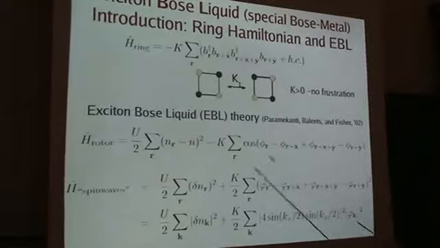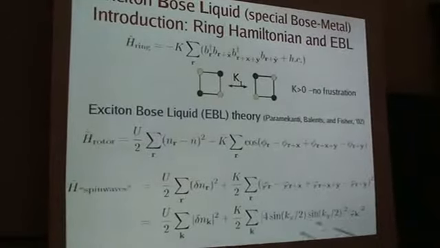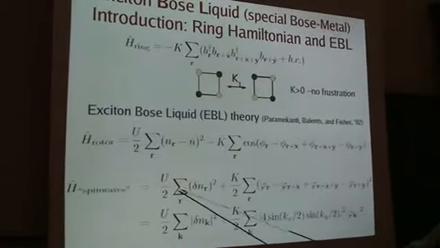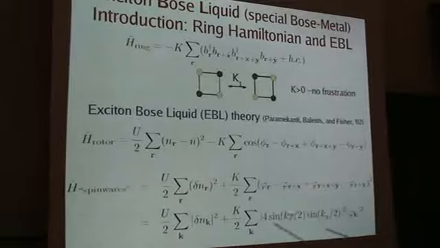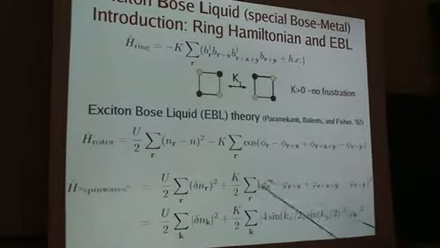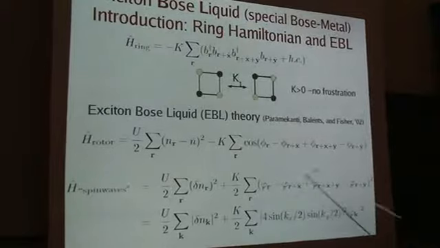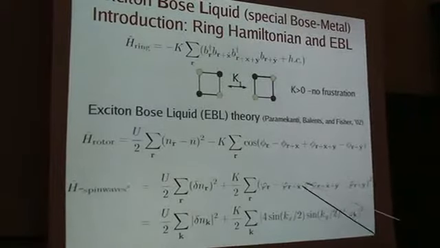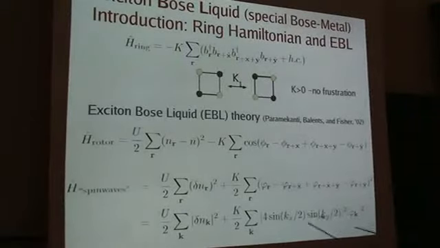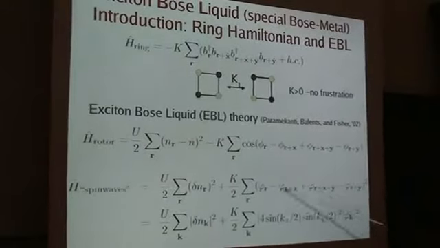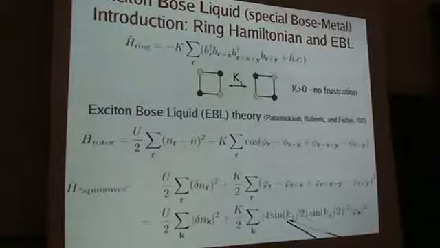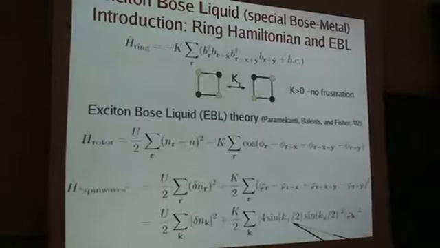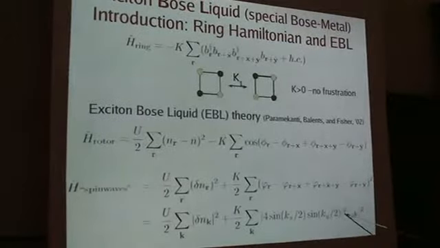Okay? And then when we do this, we get just some harmonic theory. So this is like a coupled harmonic oscillator theory, which we can then easily diagonalize by going to k-space. And this ring exchange term in k-space becomes sine kx over 2 sine ky over 2 squared.